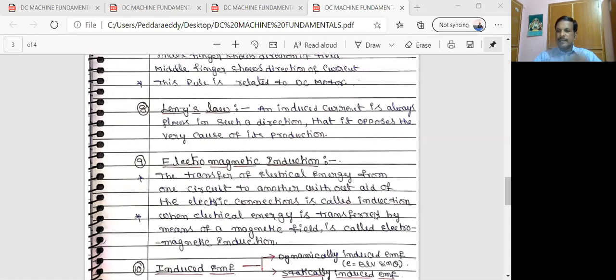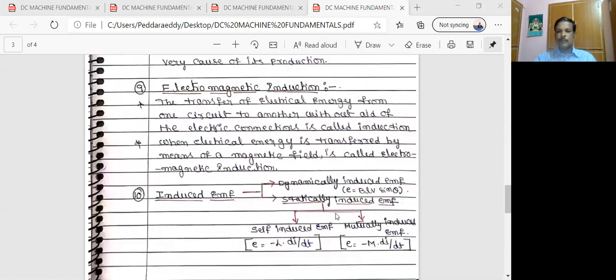So here, without any electrical connection, the energy will transfer from stator to rotor or rotor to stator, or from one limb to another limb in a transformer. This transmission without any aid is called induction. If you transfer this through a magnetic field, it is called electromagnetic induction.